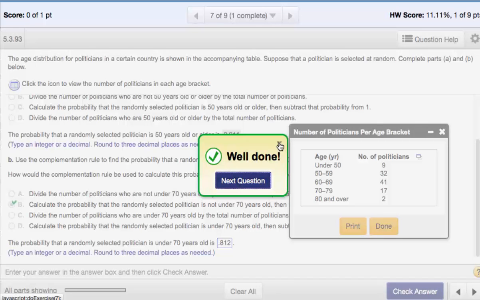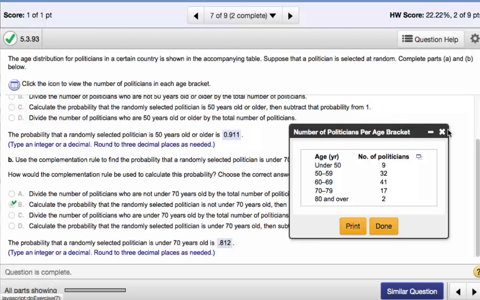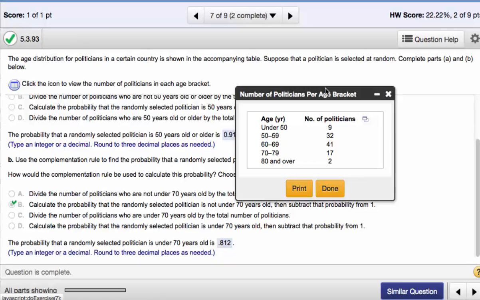Okay, questions on the complement rule? So what if we wanted the probability of 79 or younger? Tell the person next to you what you could do. If you wanted the probability of 79 or younger, and you want to do it the fastest way possible, what do you do?